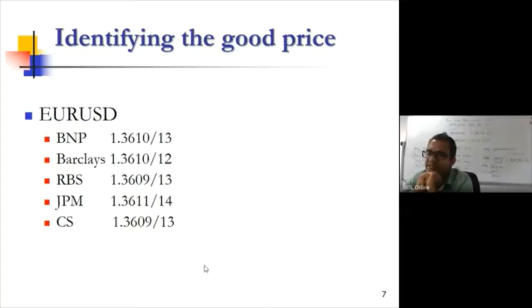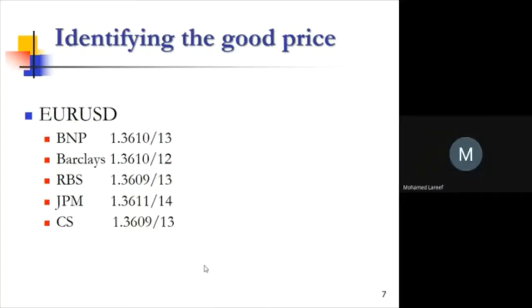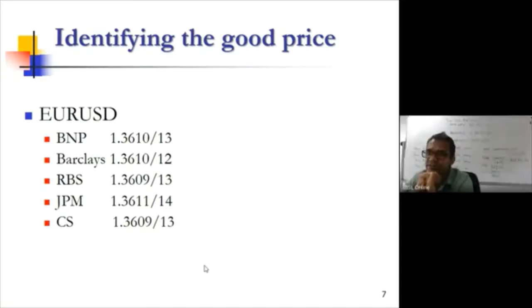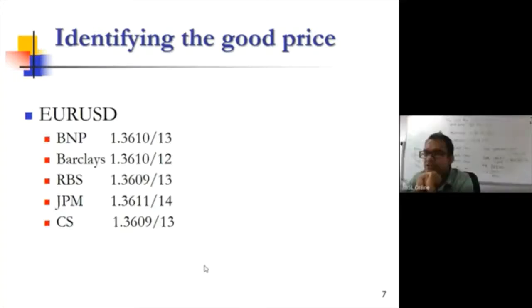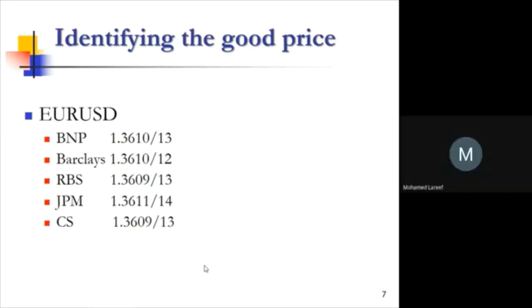Any other answers? The bid is 1.3612. There are no bids like that. Sorry, buy dollar euro at 1.3612. Sell. You buy dollar or euro. Euro. Buy euro at 1.3612, sell at 1.3611.